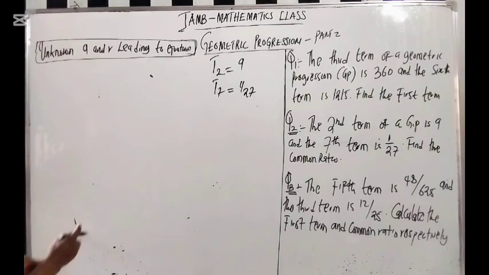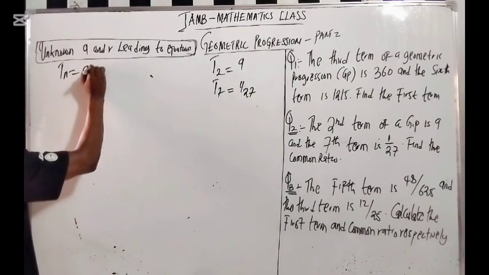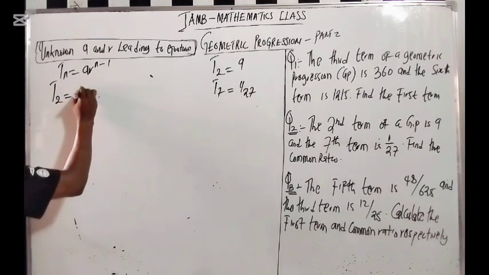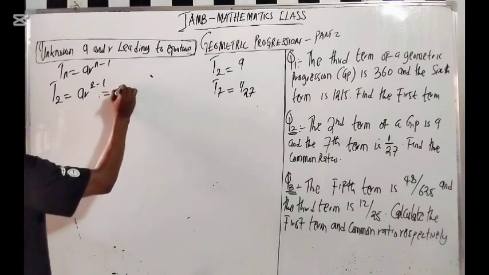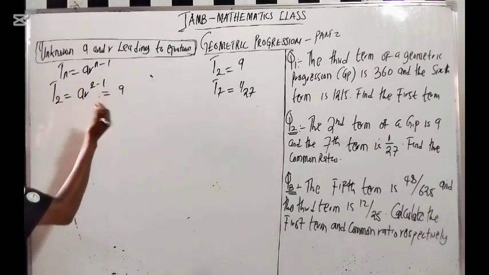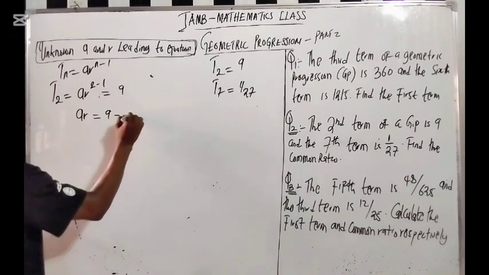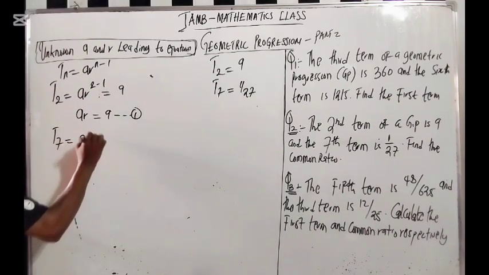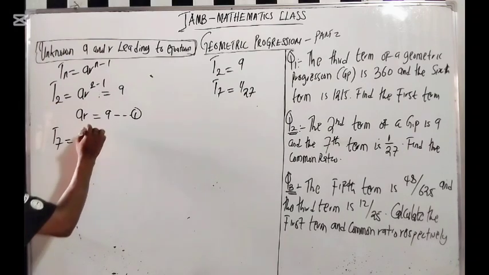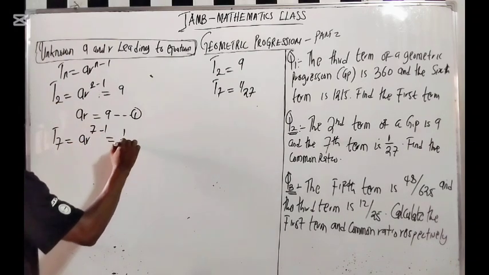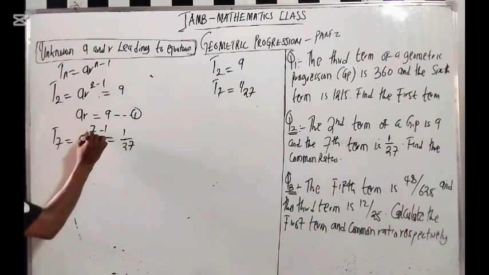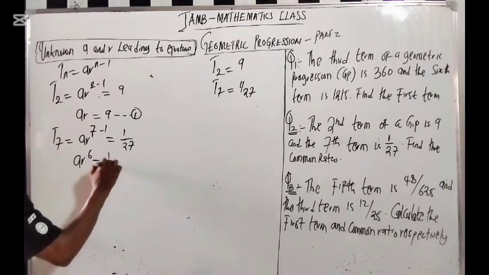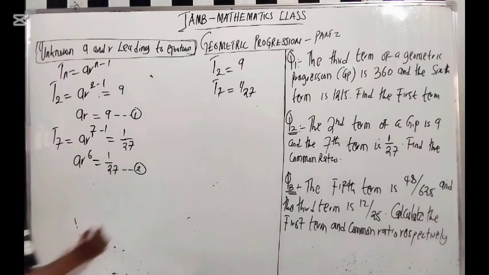It's very easy. Remember, we are using Tn equals ar^(n-1), right? So my T2 equals ar^(2-1) equals 9. If you break it down, 2 minus 1 is 1. So we have ar equals 9, equation 1. Same here, T7 equals ar^(7-1) equals 1/27. 7 minus 1 is 6, so it will be ar^6 equals 1/27, equation 2.